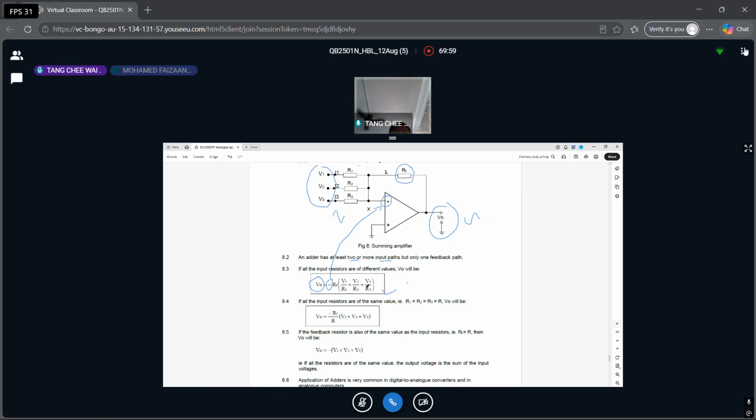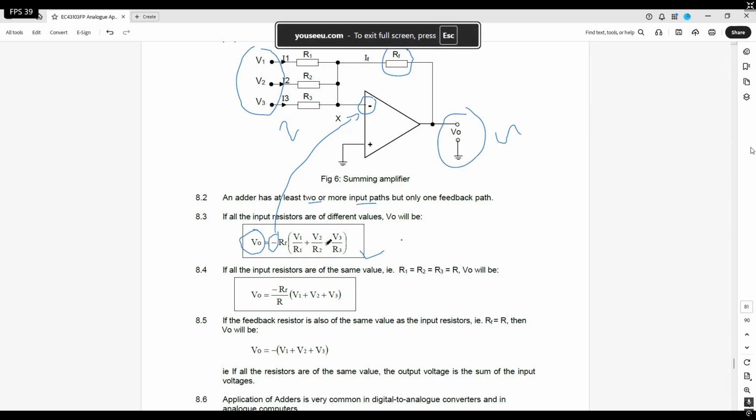So this is the formula. Minus, RF times the bracket, then V over R for each input. If you realize, V over R in Ohm's law gives you the current, I. So each term here, like V2 over R2, is calculating a current. Finally, all the currents multiplied by your resistor RF will give you the voltage. This is Ohm's law.